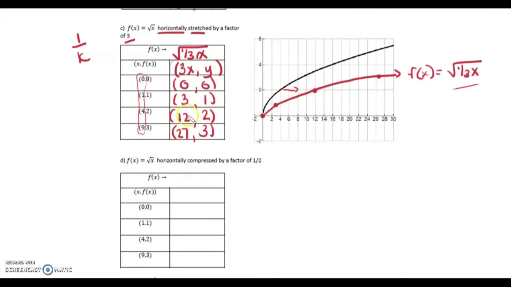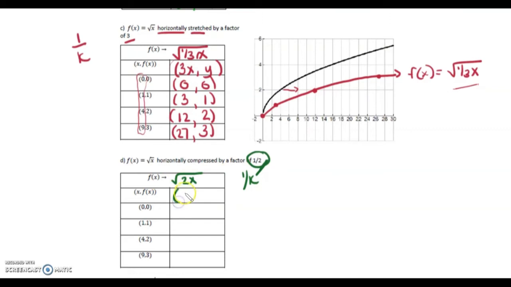Okay, and the last one, a horizontal compression by a factor of a half. Remember, however we would talk about it, it's only going to look different in the equation. It's not going to look different in the mapping, only in the equation. So we're going to have root 2x. Remember, that's 1 over k.